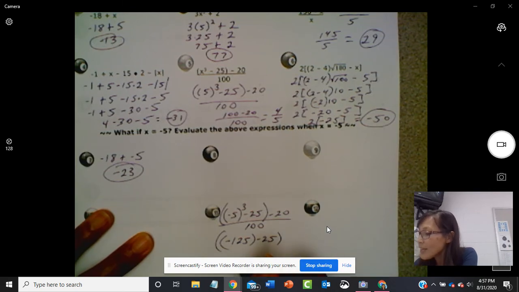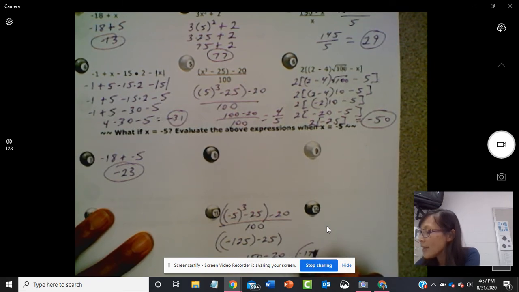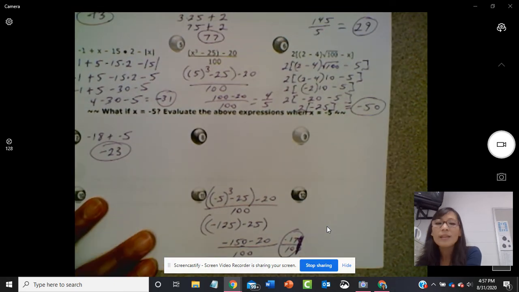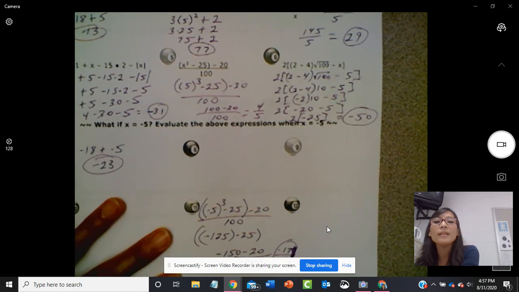That ends up being negative 150 minus 20 all over 100. Negative 150 minus 20 is negative 170 over 100. And then if we simplify that, it ends up being negative 17 tenths. And let's just do one more example.